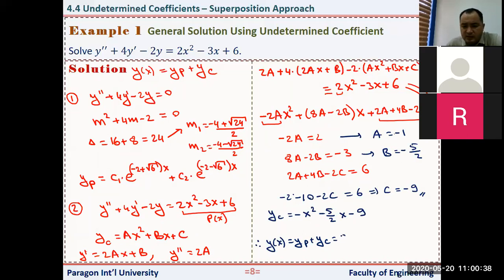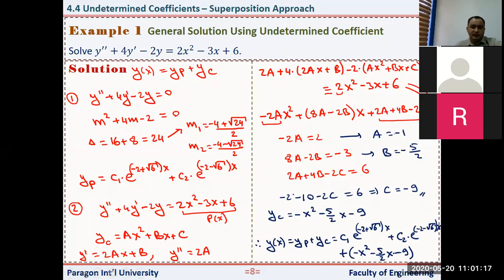It is C1 e to the power minus 2 plus square root of 6 x, plus C2 e to the power minus 2 minus square root of 6 x, plus now the complementary solution. What is it? It is equal to this. So that is, let me just write in parentheses so we can see this, minus x squared minus 5 over 2x minus 9.